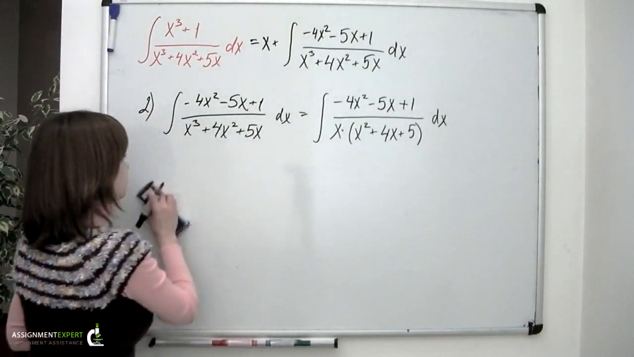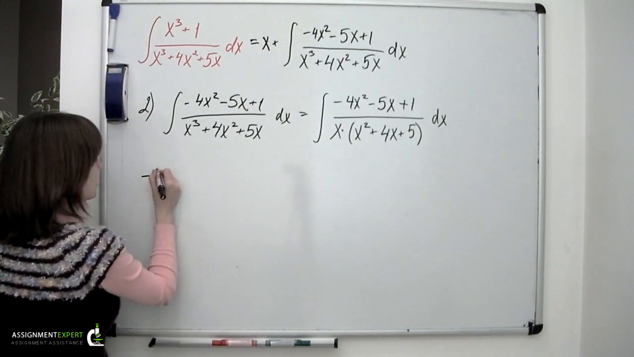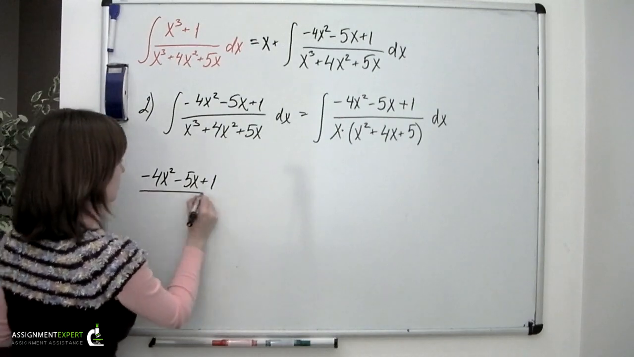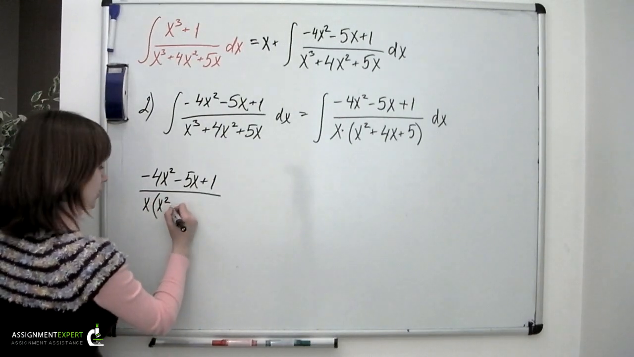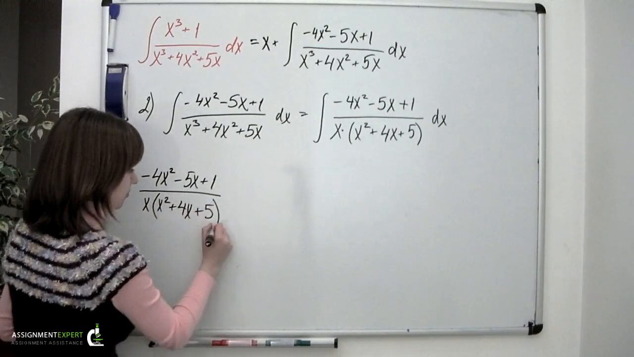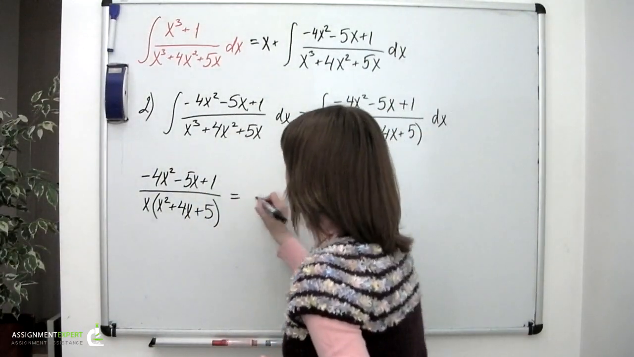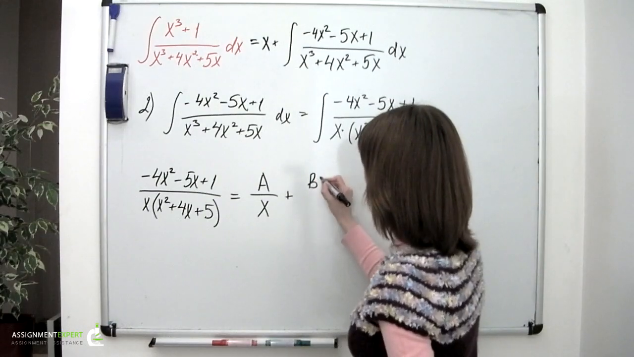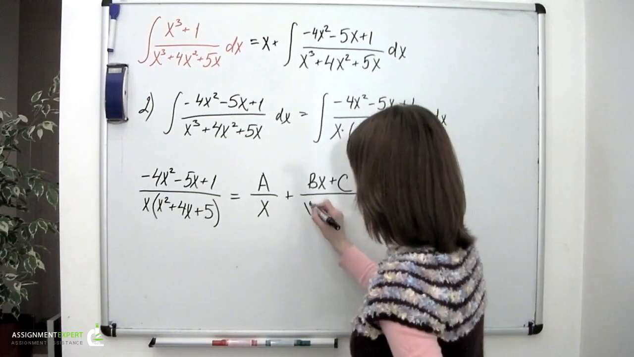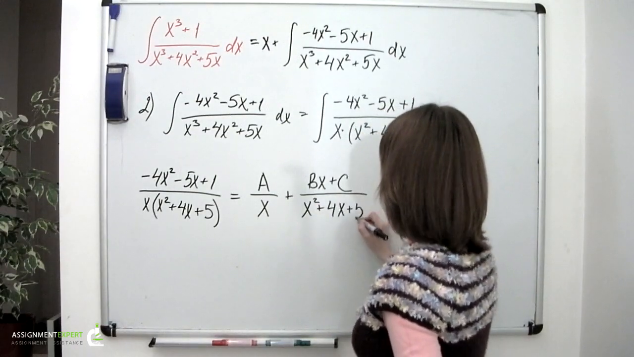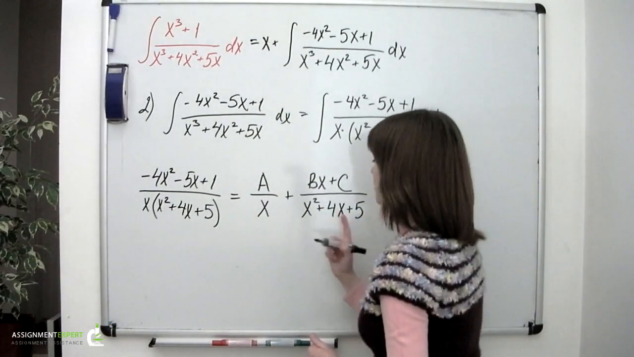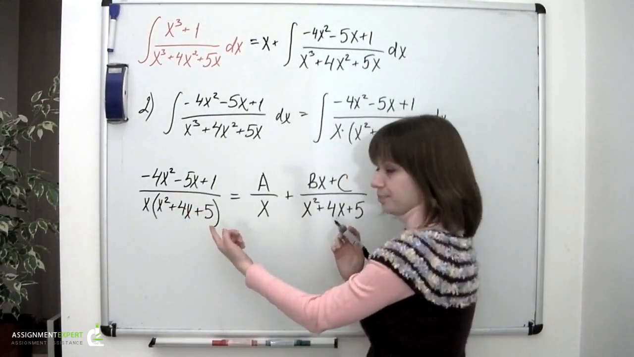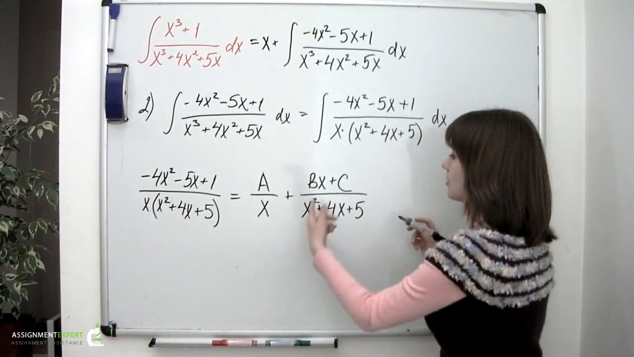And now here comes the method itself. Let me write this fraction separately: negative 4x squared minus 5x plus 1 over x times (x squared plus 4x plus 5). This fraction can actually be presented as a sum of the following two: a over x, and (b times x plus c) over x squared plus 4x plus 5. As you can see, each of these fractions has the denominator as the factors in this initial one, and the numerators are 1 degree less than their denominators.